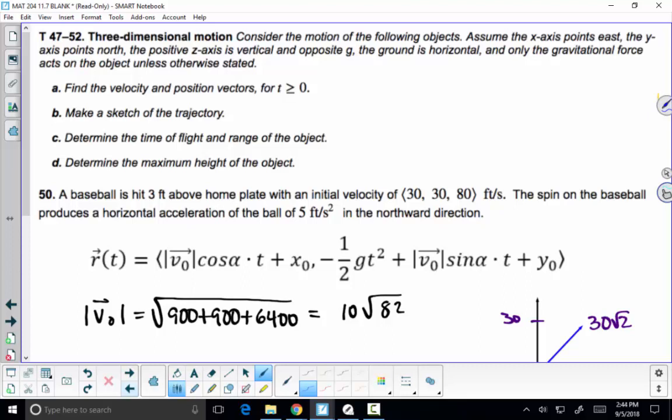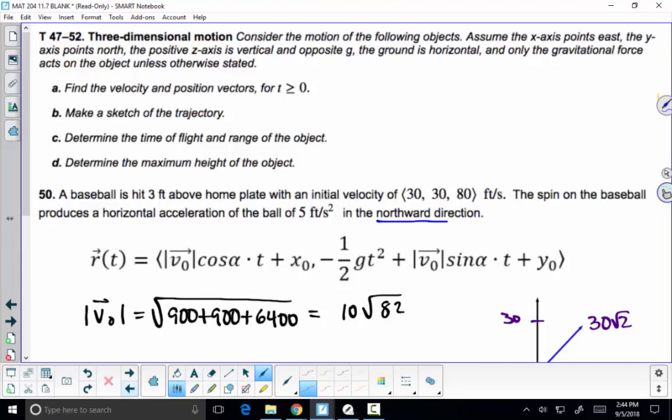So the ball is going this direction, x is east. Okay, go ahead, Omar. Since x points east and y points north, and there's horizontal acceleration in the northward direction, it has to be 0.5 negative g, or g, however you want to put g in there. Oh, right there. I didn't read that word. Yeah, okay, totally agree.